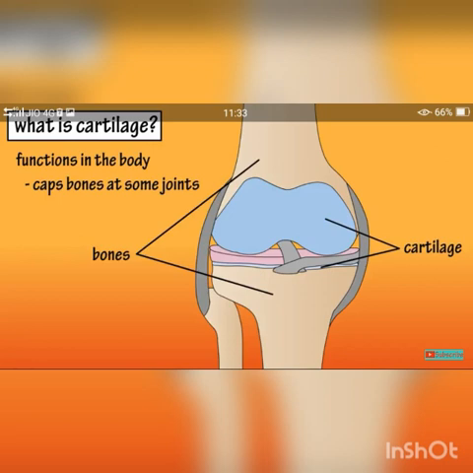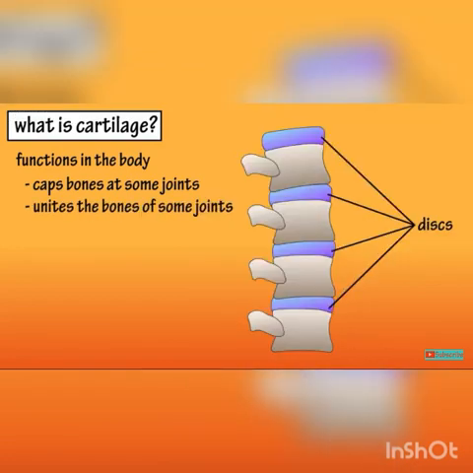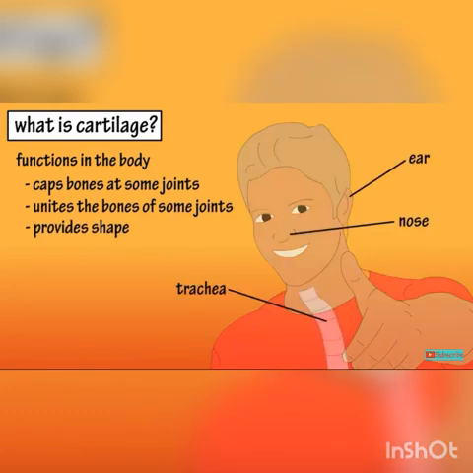Now, cartilage has different functions in the body. It caps bones at some joints. It unites the bones of some joints. It provides shapes to ear, nose, trachea, etc.